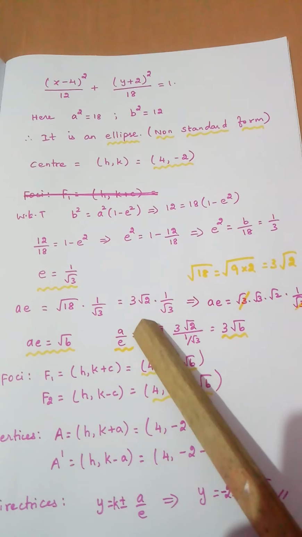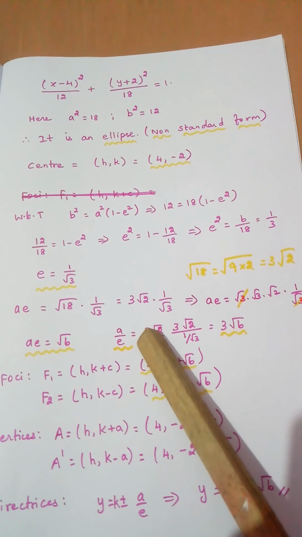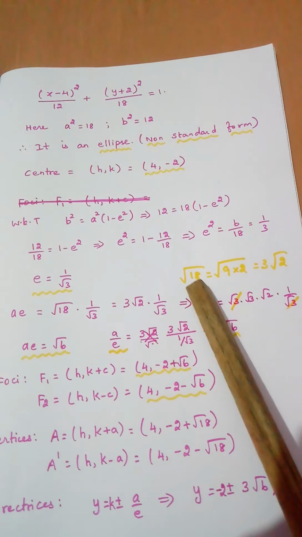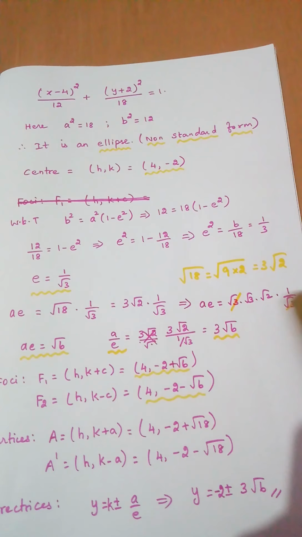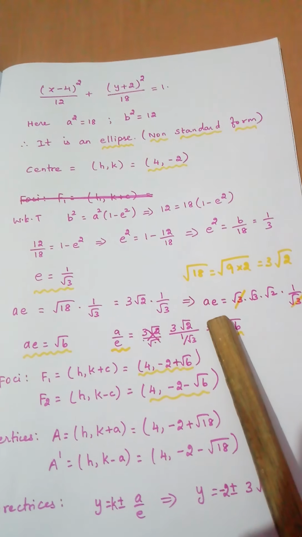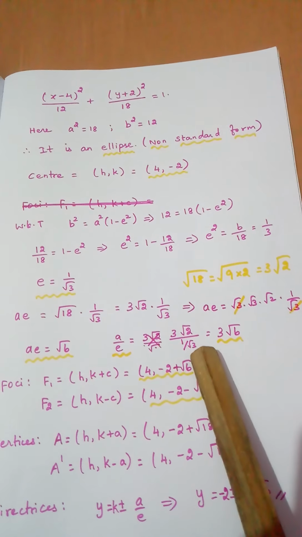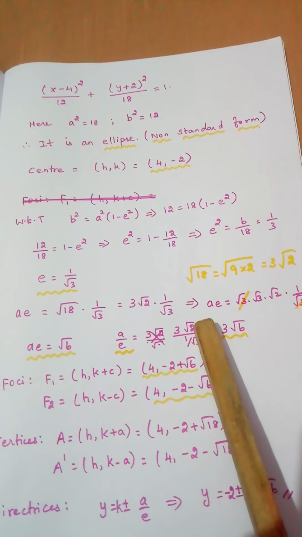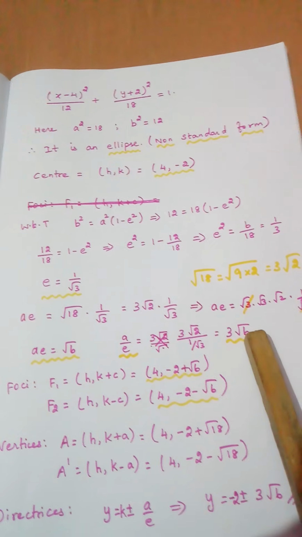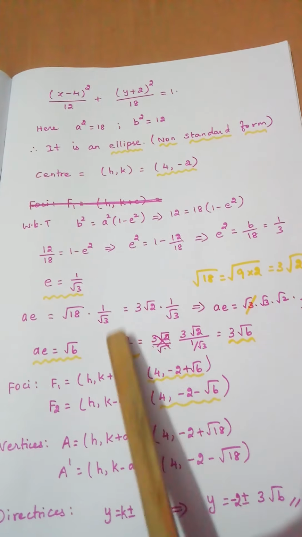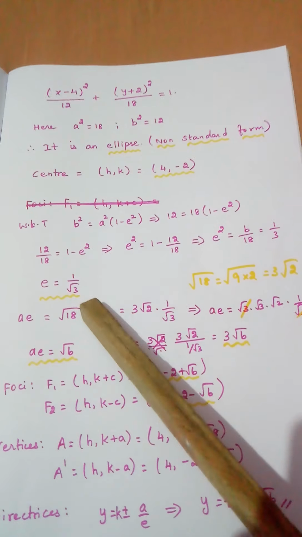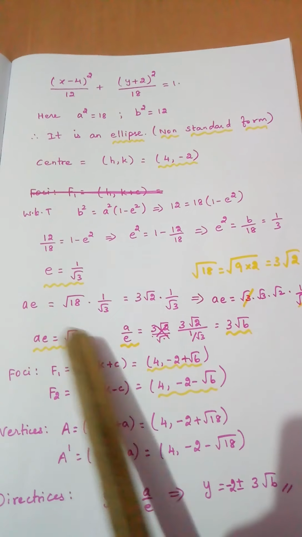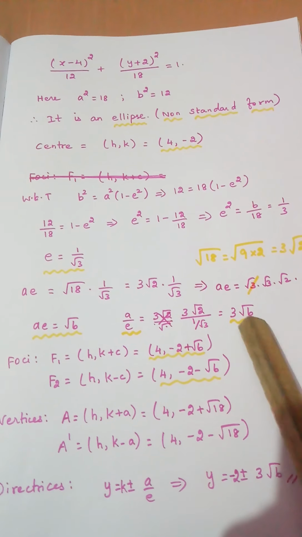Next our aim is to calculate A by E. So A by E is equal to, A value is actually root 18. Root 18 can be written as 3 root 2. So 3 root 2 by E value, which is 1 by root 3. Right? So this root 3 goes with the numerator. Already root 2 is present, so root 3 into root 2 is root 6. 3 root 6 is the A by E value. So after finding the eccentricity value, we usually find two things, AE and A by E. Here AE is root 6, A by E is 3 root 6.